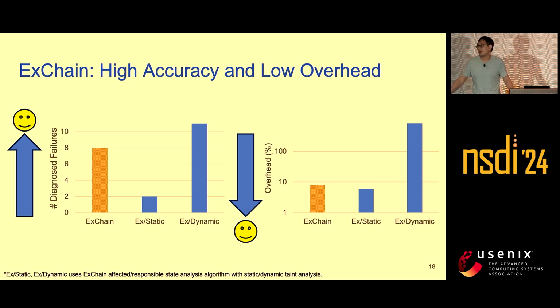And to understand how hybrid taint analysis compares to static and dynamic taint analysis, we implement two more baselines, X-static and X-dynamic. They both use the affected and responsible state analysis we have just mentioned before. In our evaluation, X-static only introduces 6% overhead to the application, but it only identified the root cause for 2 failures. X-dynamic can identify the root cause for all 11 failures. This actually shows the effectiveness of our affected and responsible state analysis. But it also introduced over 1,000% overhead. So in our evaluation, ExChain only introduces 8% overhead, which is only 2% higher than the static approach.